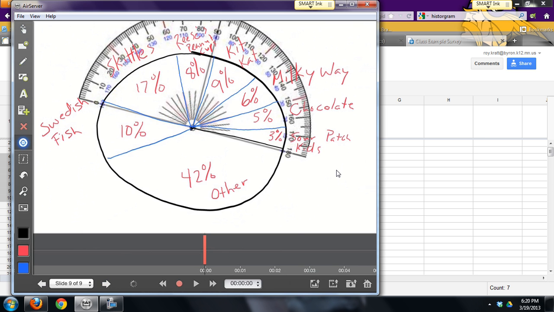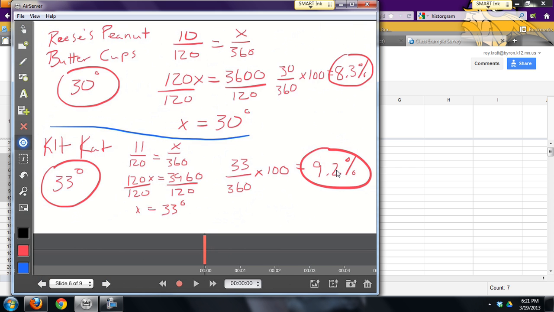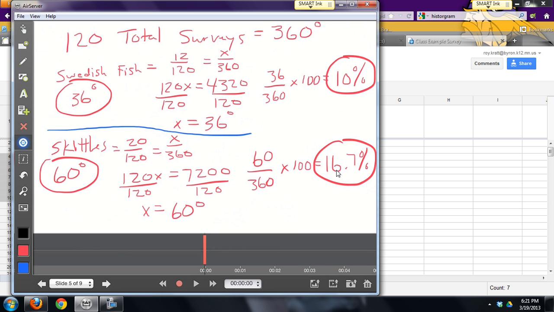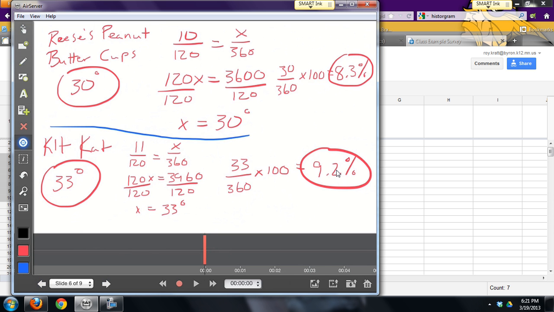Now, we go to the next page. So here's my Swedish Fish and Skittles. Now we went to Reese's Peanut Butter Cups. Okay, how many people like that? 10 out of 120. So make that equal to x over 360. Cross multiply, divide. I get 30 degrees.